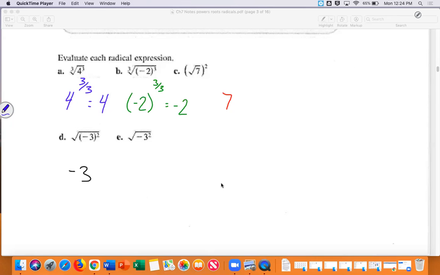Jake, what comes first in order of operations? Exponents. What's 3 squared? 9. So what's the square root of -9? It would be -3. Well, remember, what's the square root of 9? 3. What's the square root of -1, Jake? Did you write it down? I. So this is just 3i.